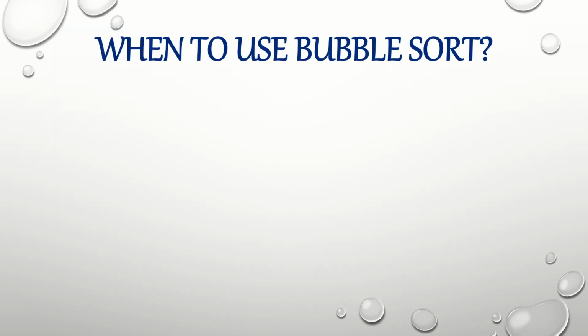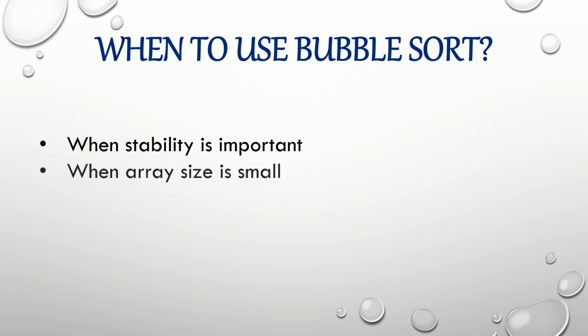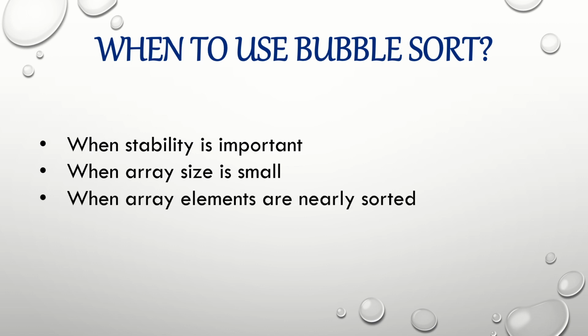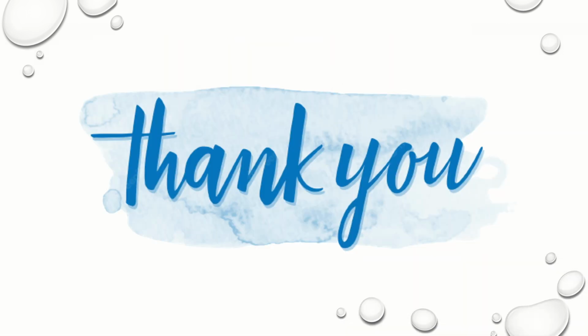So the important question is when to use the bubble sort algorithm. When stability is important. The meaning of stability is you can consider any algorithm stable if any two equal elements in the original and the sorted list remain the same. When the array size is small, and when the array elements are nearly sorted.